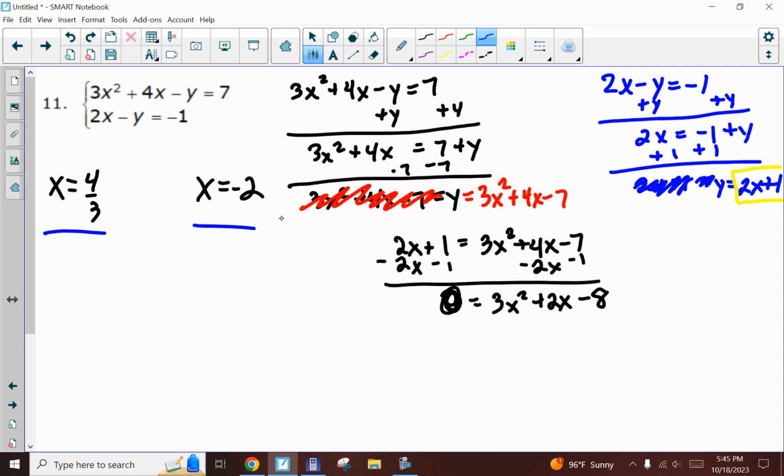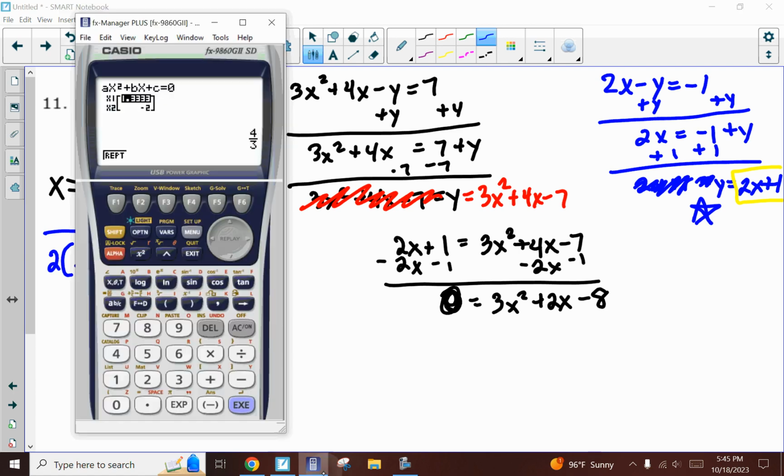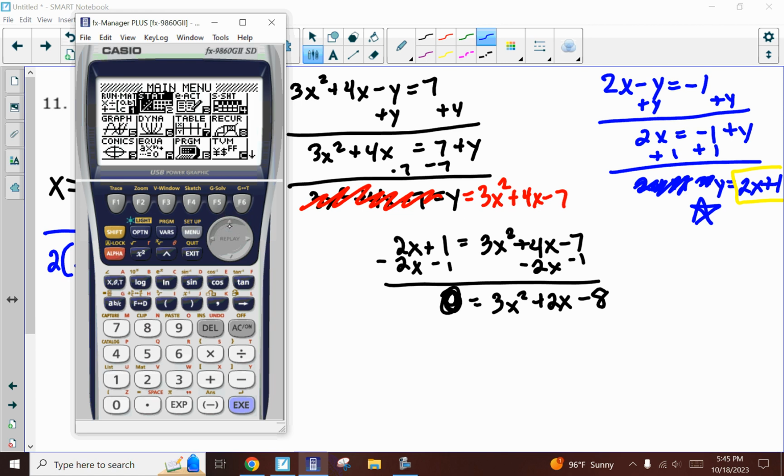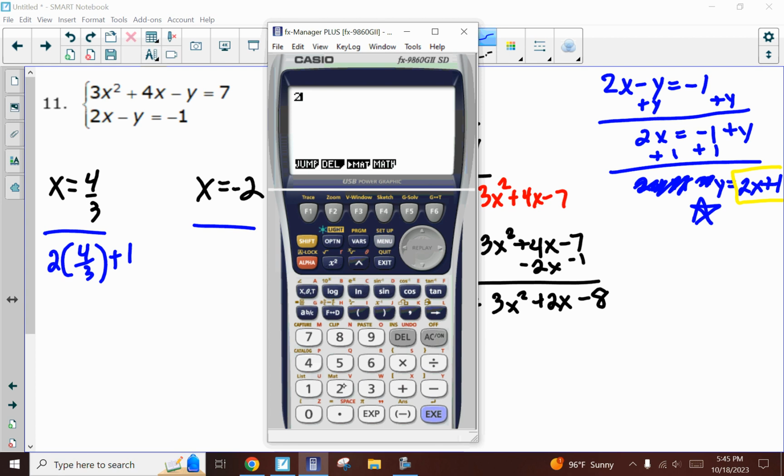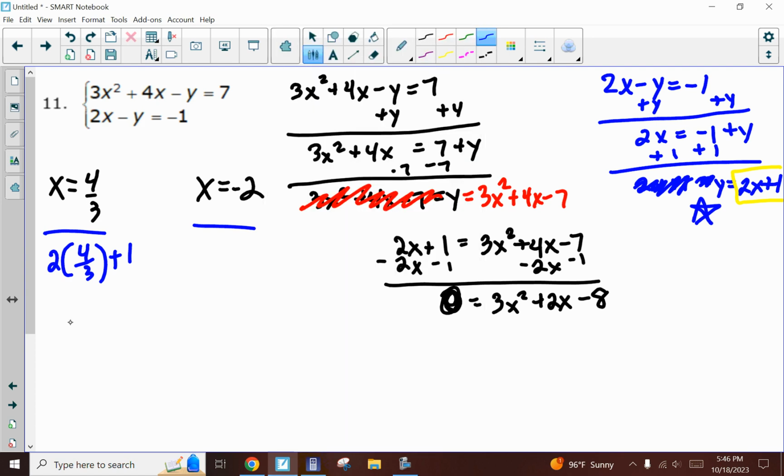So I'm going to go ahead and take these two and plug them into the problem that didn't have the exponent. So it's 2 times 4/3 plus 1. And that's calculator work. So let me go into the menu. I'll go up to here. And then we're going to put 2 parentheses 4/3. And we'll close the parentheses and then plus 1. So that answer is 11/3. So when I put in 4/3, the second answer is going to be 11/3.